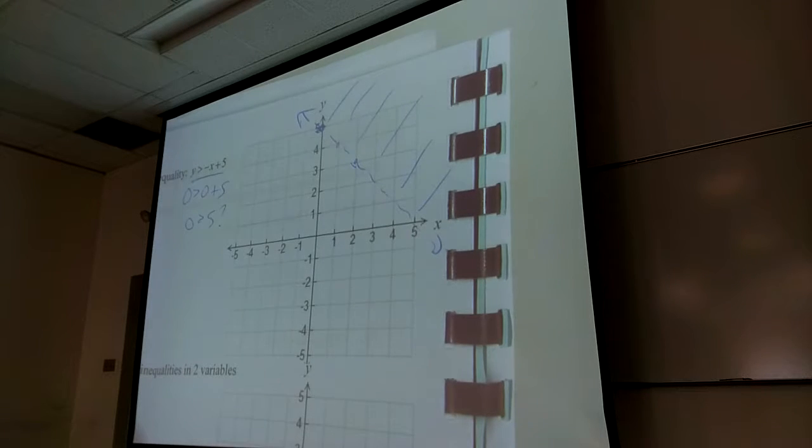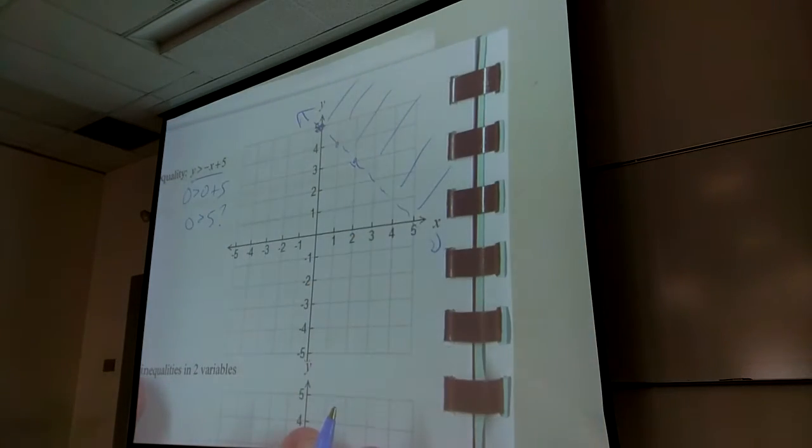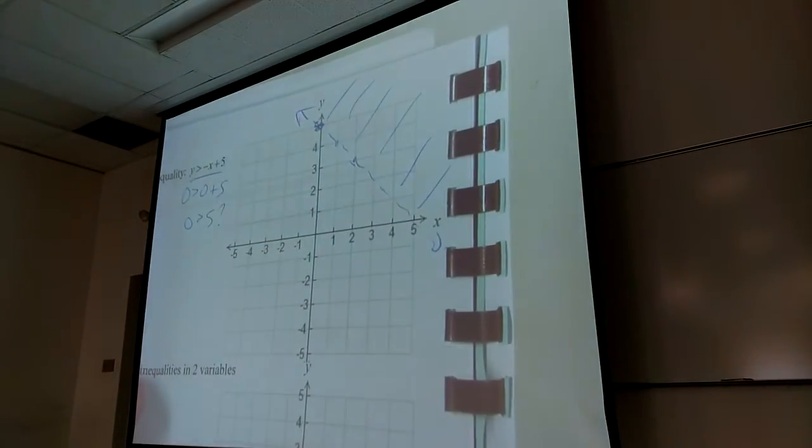Yes, sir? Why did you plot 3 points instead of 2? I don't know. I just did. Doesn't matter. I just did the slope one more time, just because I need help to make sure I do it straight.